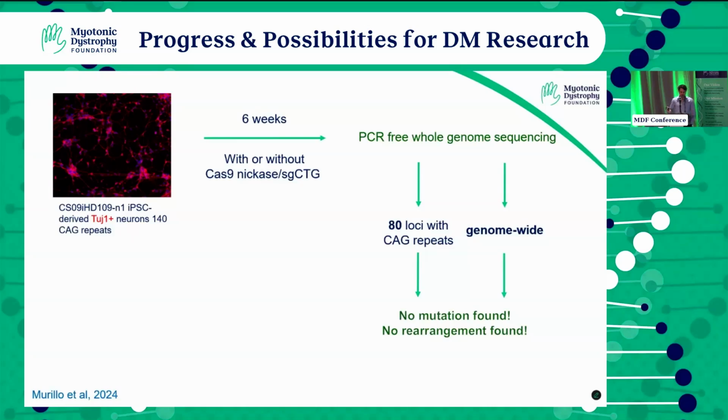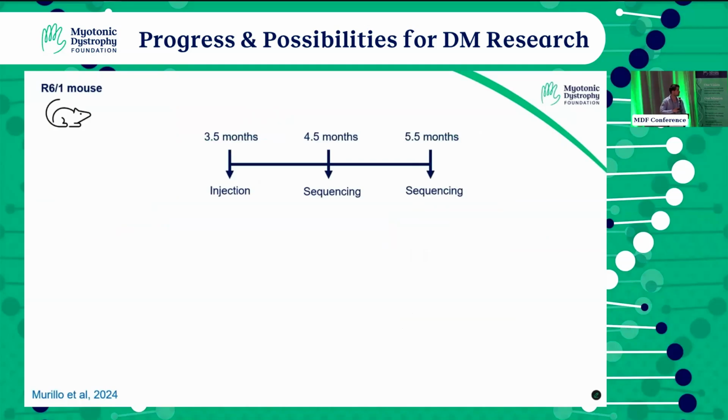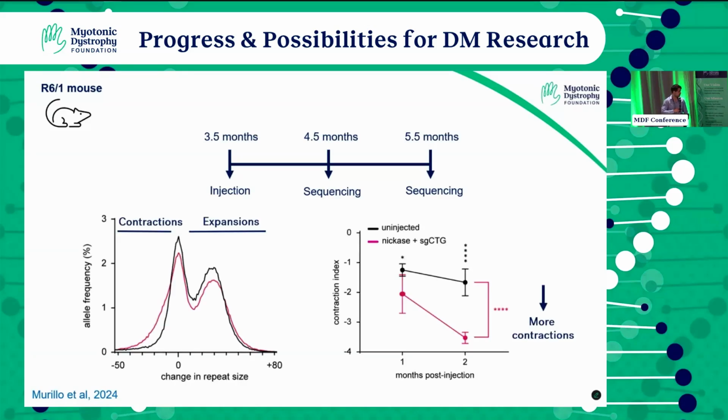The next step after all of this was, of course, in vivo study. And so for this, we decided to move to an R6/1 Huntington's disease mouse model. So we injected the mice in the striatum, injecting AAVs at 3.5 months. And then you sequence the number of repeats 1 month and 2 months after injections. On the left, you have a pink curve that is the injected mice with the Cas9 plus the guide, and the black curve is the non-injected mice.